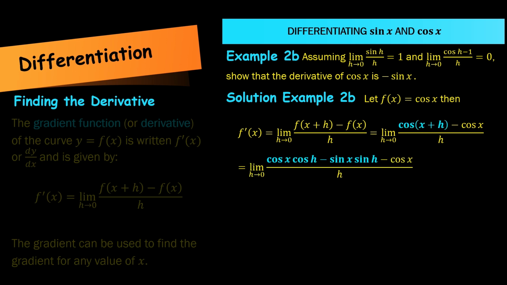Using the angle formula for cos gives us that cos x plus h equals cos x cos h minus sin x sin h. The minus cos x at the end is left as it is, and the h in the denominator is left as it is also.